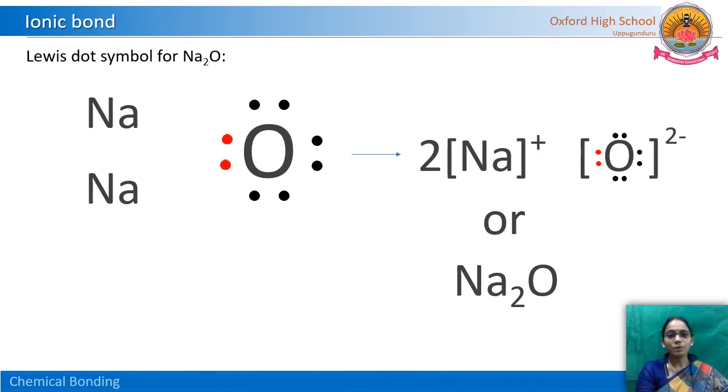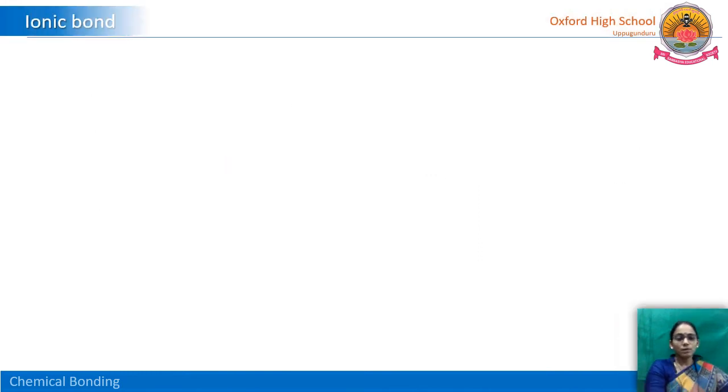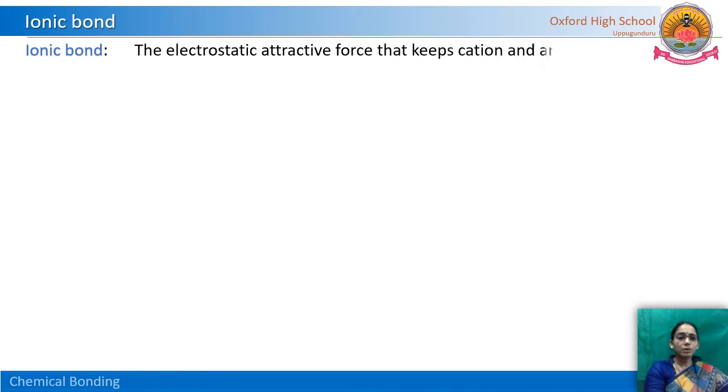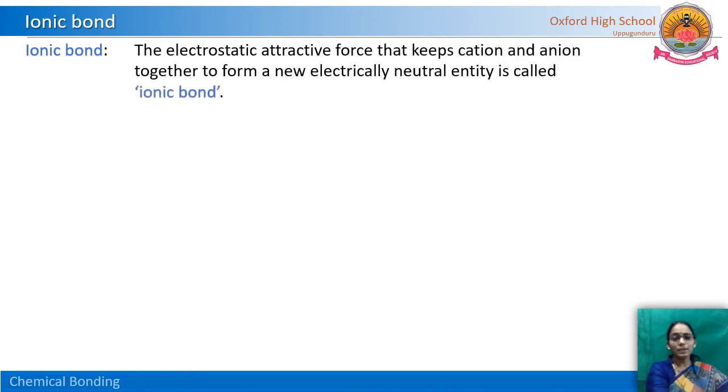This is the formation of disodium oxide, and this is the Lewis dot symbol structure. You also try to write for magnesium chloride and the other two compounds. So we have learned about ionic bond. The electrostatic attractive force that keeps cation and anion together to form a new electrically neutral entity is called ionic bond. So you have to remember that the final compound, that is the ionic compound, is electrically neutral.